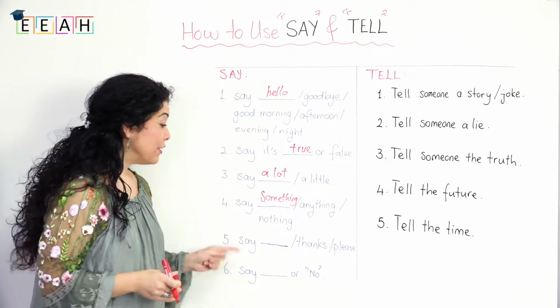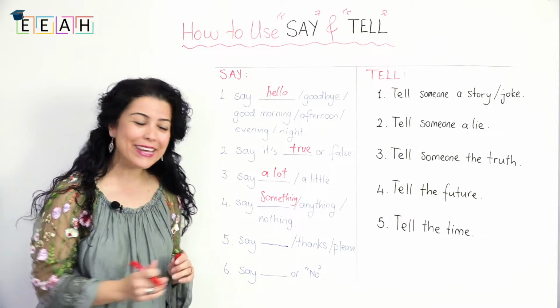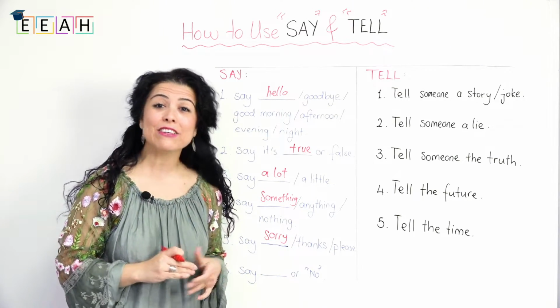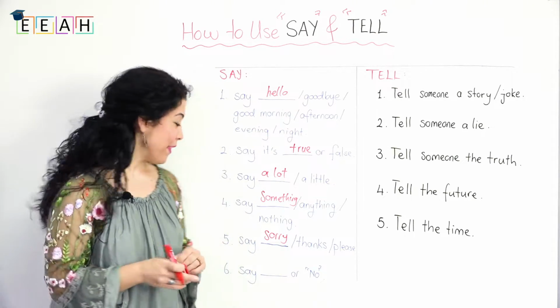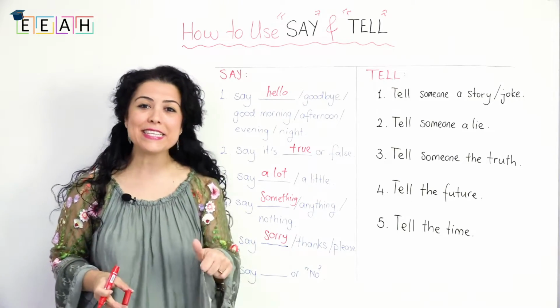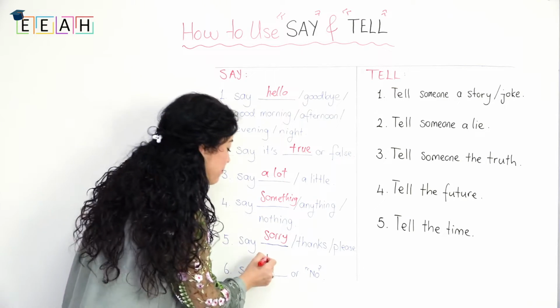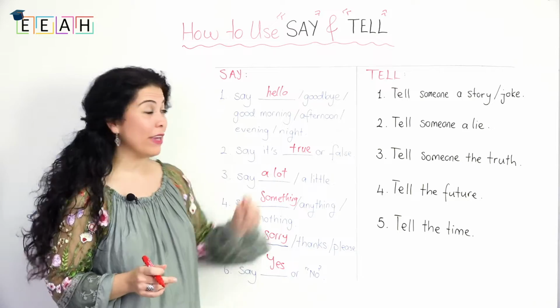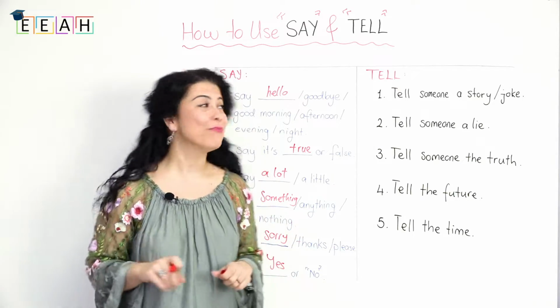Number 5, you can say sorry, yes. You can say thanks, you can say please. And the last expression with say, you can say yes or no. Very easy. You can say yes or no. Now, let's have a look at the expressions with tell.